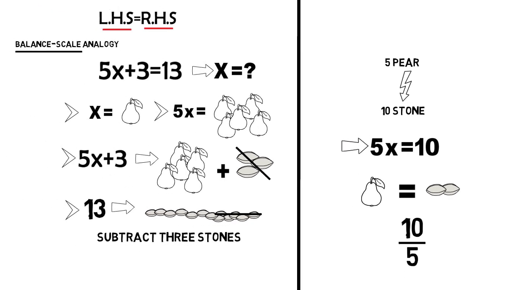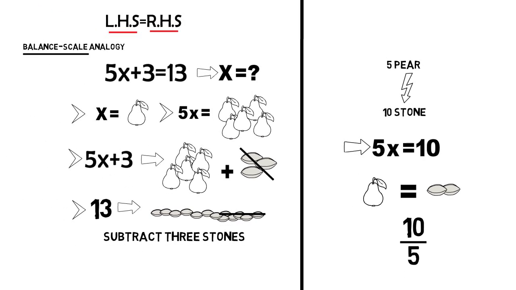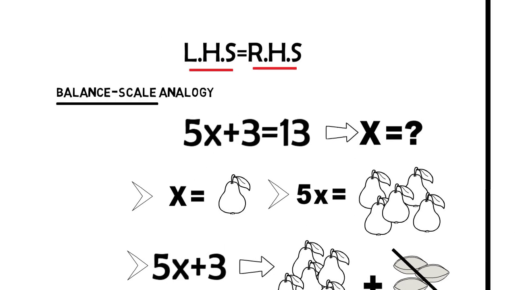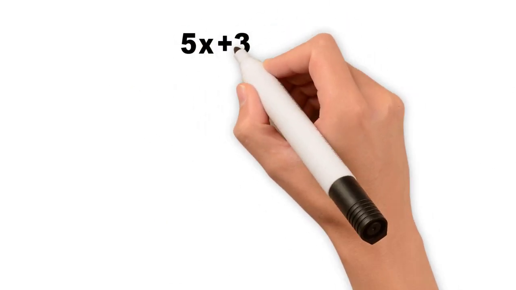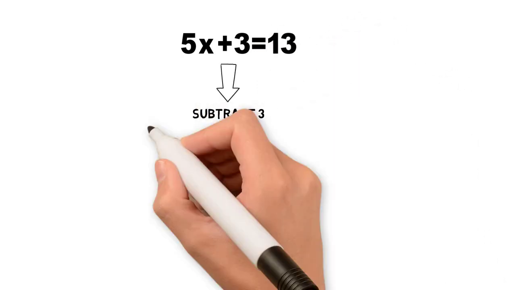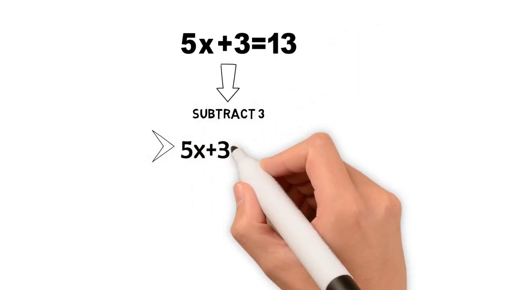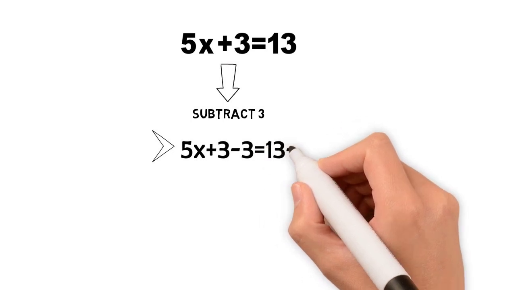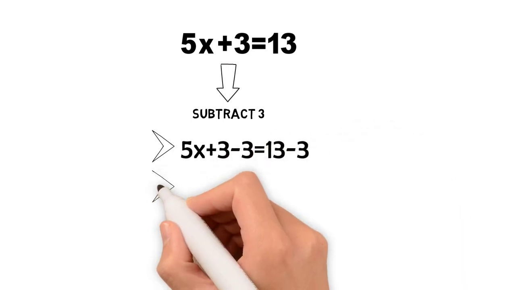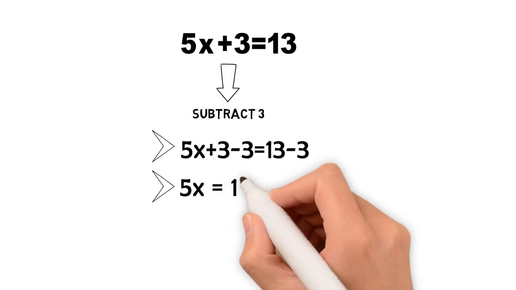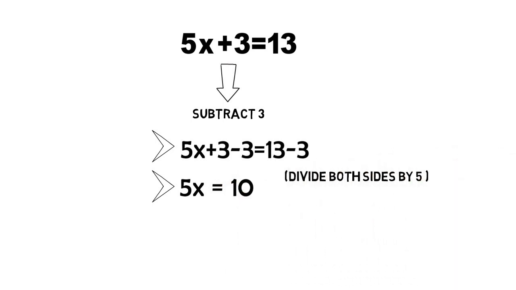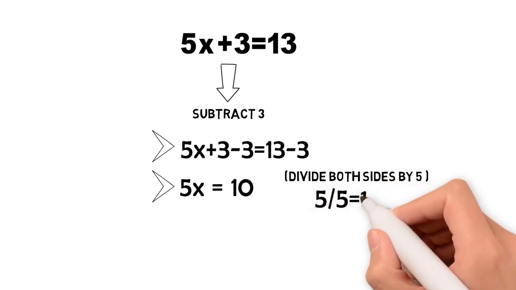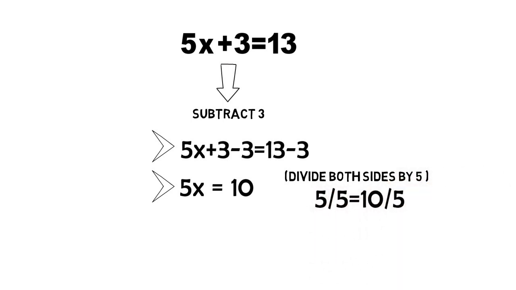The way we solve this equation algebraically is by performing the same operation on each side of the equation. If 5x plus 3 equals 13, we can subtract 3 on both sides to obtain 5x plus 3 minus 3 equals 13 minus 3, which simplifies to 5x equals 10. Now we divide both sides by 5 to get 5x divided by 5 equals 10 divided by 5. On the left, each 5 cancels, and we're left with x equals 2.